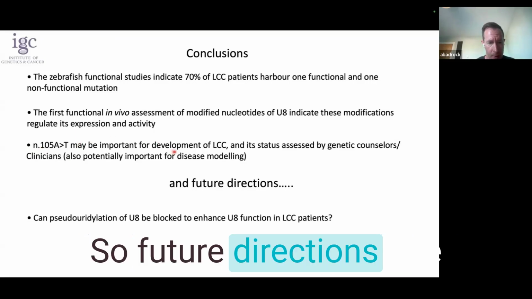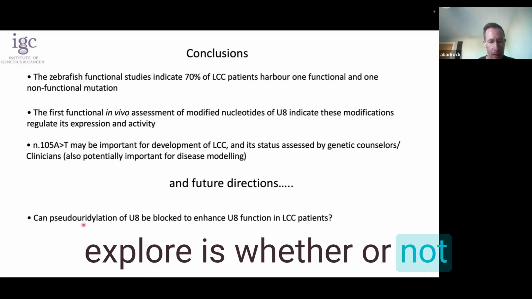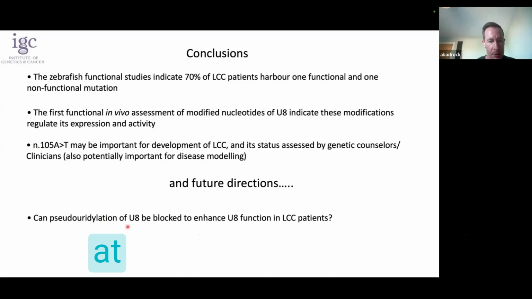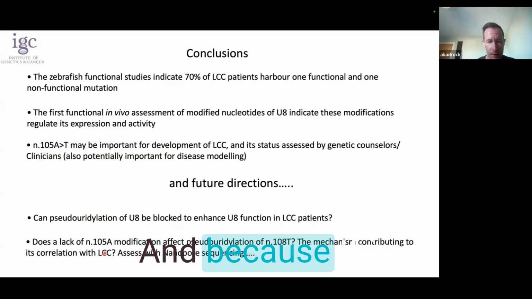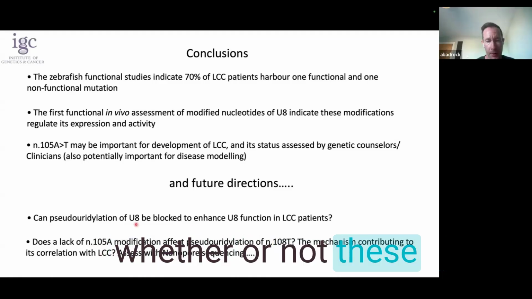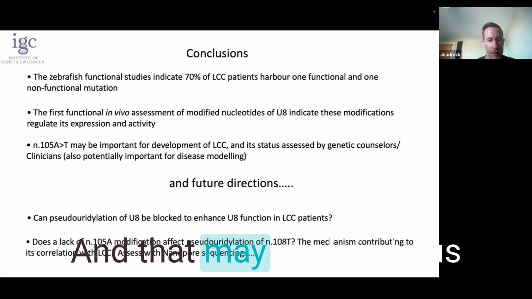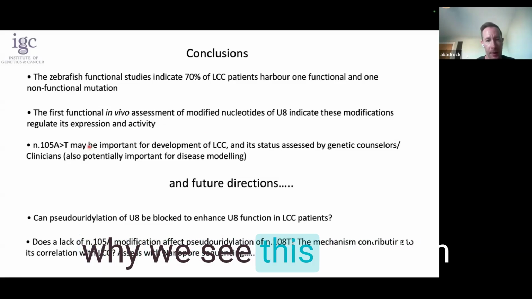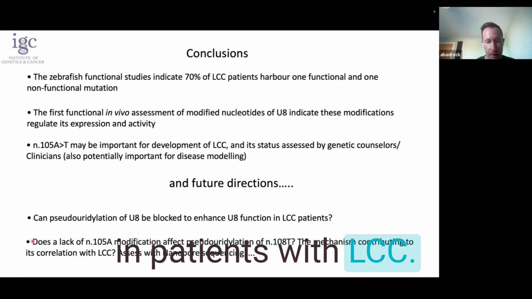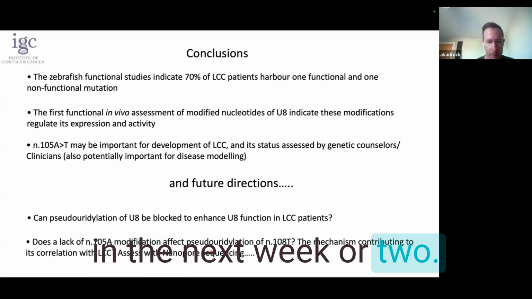So, future directions. One of the things I'd like to explore is whether blocking pseudouridylation at position 108 could be used to enhance U8 function in LCC patients. And because position 105 is quite close to 108, I'm wondering whether these two modifications might communicate with each other, and that may explain why we see this variation in patients with LCC. This is something I'm assessing with nanopore sequencing, hopefully in the next week or two.